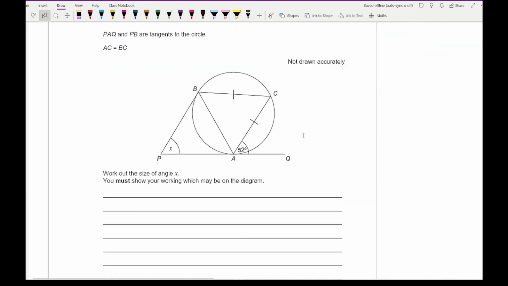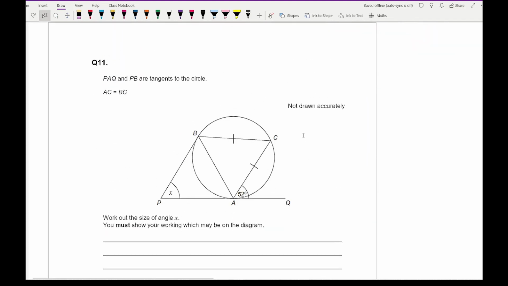Then moving on to our last question, it says that PAQ and PB are tangents to the circle and that AC is equal to BC. And the question is asking us to work out the size of angle X. And we must show our working, which may be on the diagram, which is massively helpful.